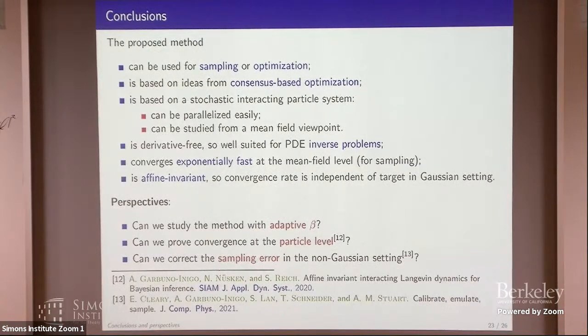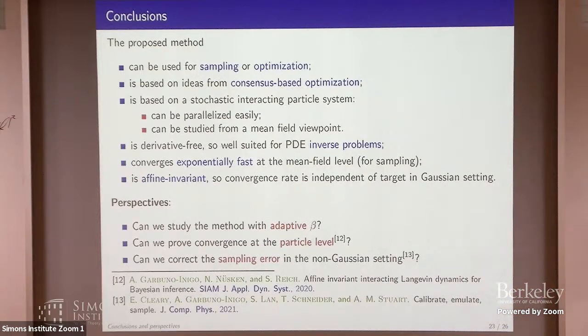We have exponential convergence for sampling, and this method is also affine invariant, which basically means that if you apply an affine transformation to the input data, so the measure where you start and also your target, and then you run the model, it is the same as if you run the model and then push forward with the same affine transformation. That's one way of thinking about why you get convergence rates that are independent of the target in the Gaussian setting, because that allows you to rescale the covariance to be identity by applying such an affine transformation. There's a very nice work on this by Alfredo Gamuno-Inigo, Nicolas Nüsken, and Sebastian Reich, which I cited here. So if you'd like to know more about these properties, I encourage you to look there.